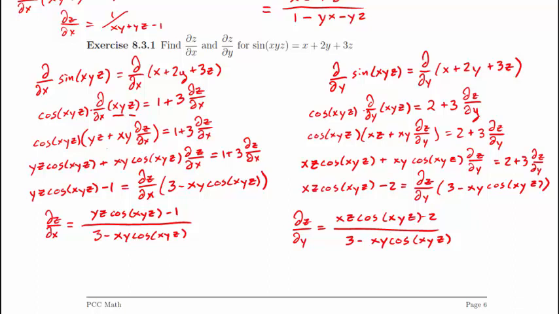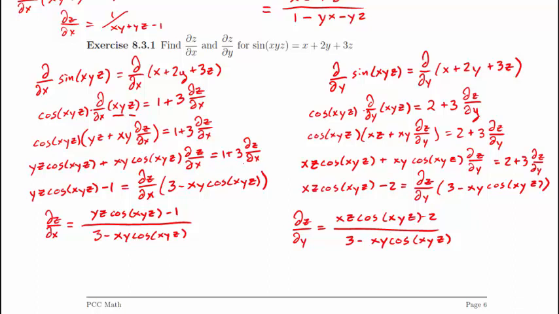So I went ahead and distributed on the left side the cosine of xyz across the parentheses, across the addition here, to get yz cosine of xyz plus xy cosine of xyz times the partial of z with respect to x equals still 1 plus 3 times the partial of z with respect to x.